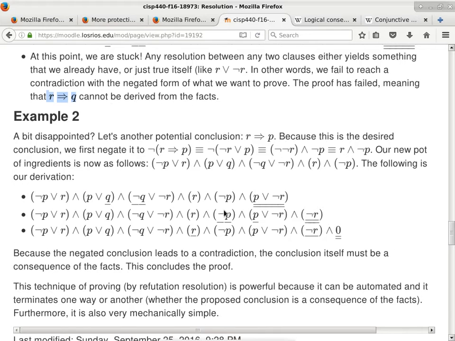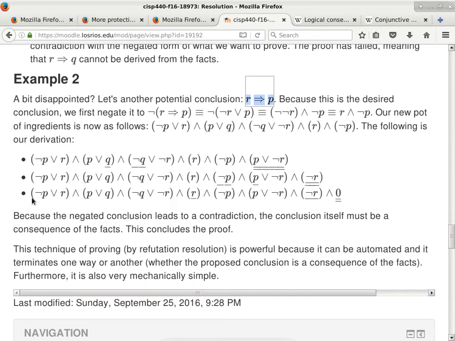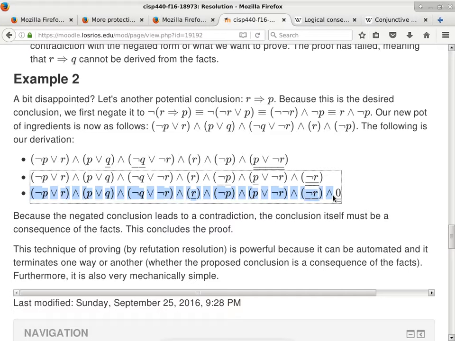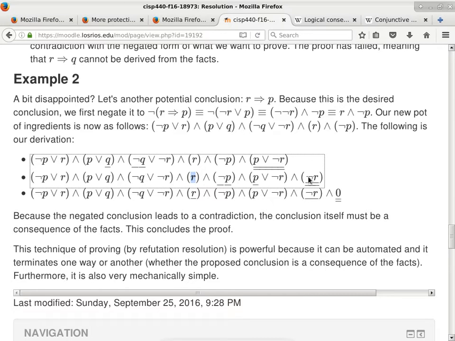In example 2, okay, we are trying to prove R implies R implies P, and in this particular process, you can see that we quite quickly arrive at a conclusion of false, by resolving this R with this not R here. As a result, because the negation of the theorem results in a contradiction, results in false, then we can say that the theorem itself has to be true because of the technique that we introduced today, called proof by contradiction.